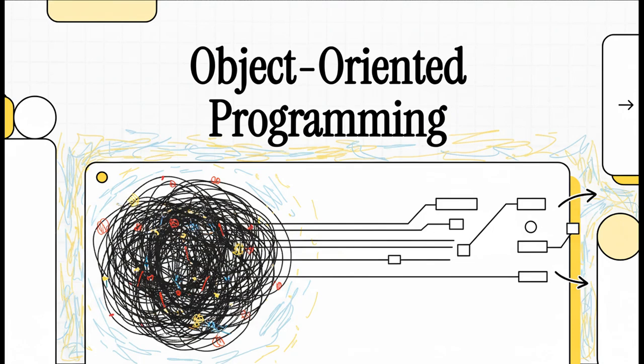You know that feeling when you're staring at a screen full of code and it just looks like a tangled mess of wires? You're trying to build something amazing, but the complexity is, well, it's just totally overwhelming. So, how do we fix that?